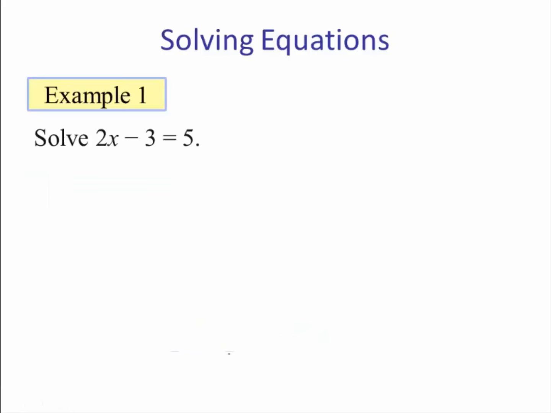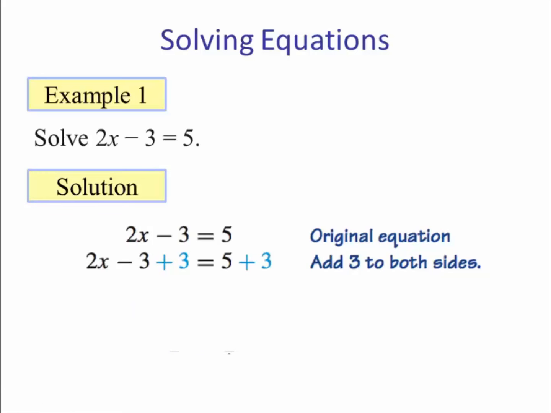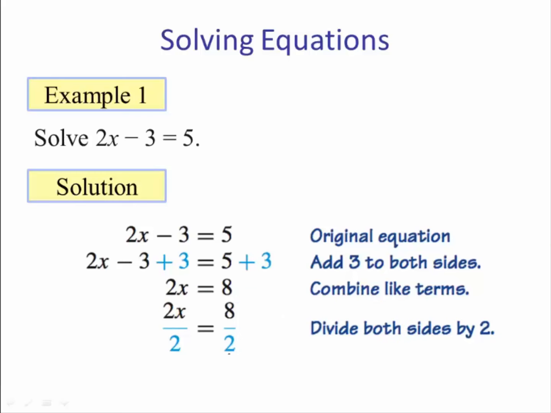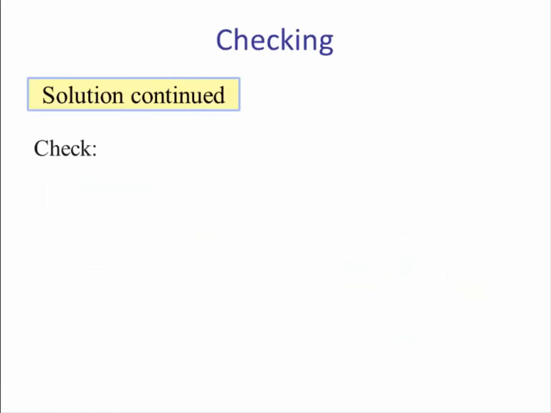So let's solve this one. Our first step is to add 3 to both sides of the equal sign. That leaves us with 2x equals 8. Now to get rid of the 2, we do the opposite, divide by 2, and we have x is equal to 4.